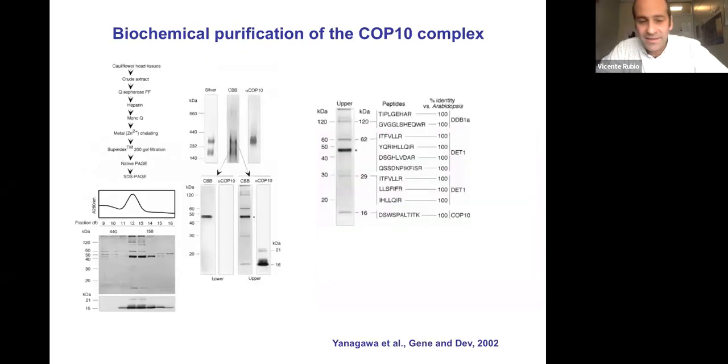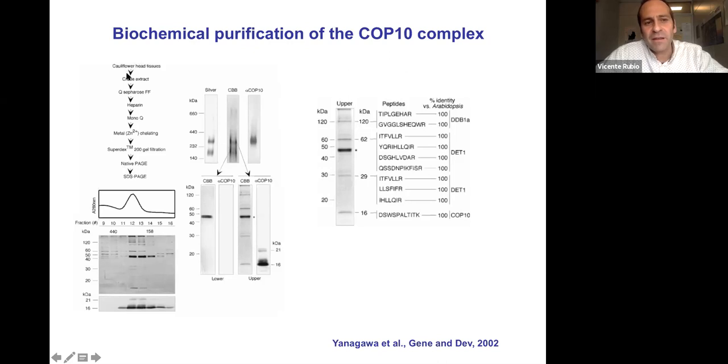And this is an example that I could witness while I was a postdoc. This is the purification of a specific protein complex, the COP10 complex, purified by Yuki Yanagawa a number of years ago. In that case, she purified this complex from cauliflower because it's a relative of Arabidopsis. She was characterizing this specific protein COP10 from Arabidopsis, but as she needed a large amount of material, she decided to work with cauliflower.